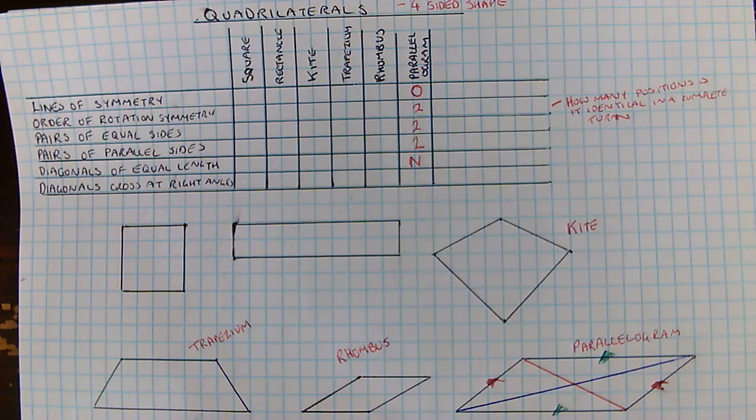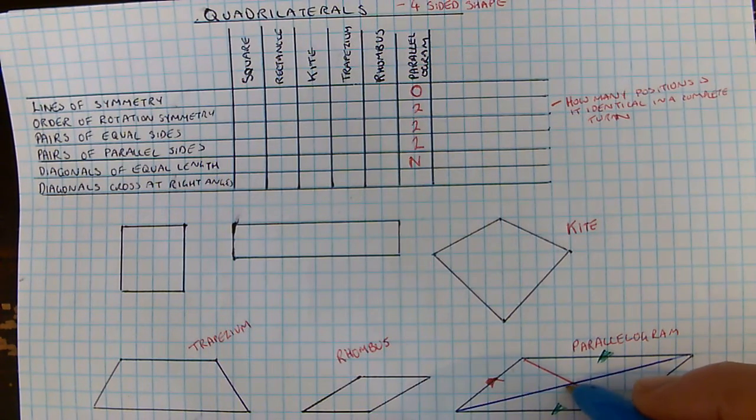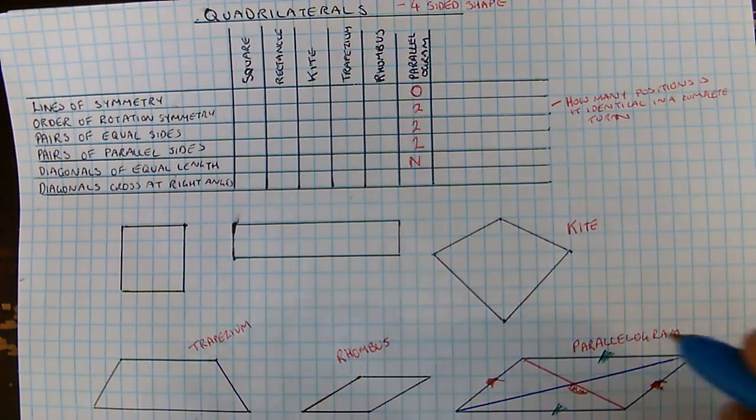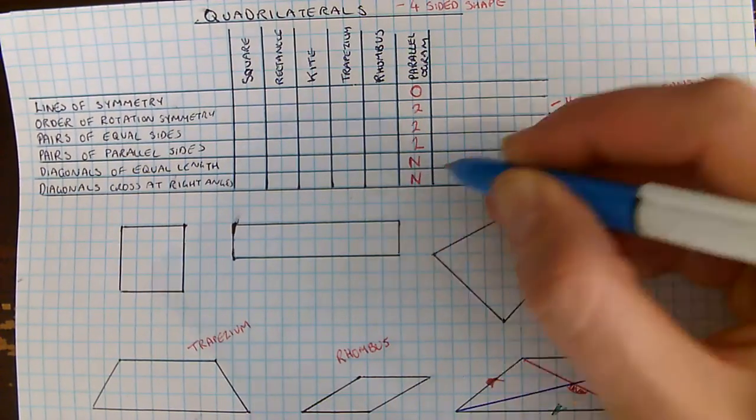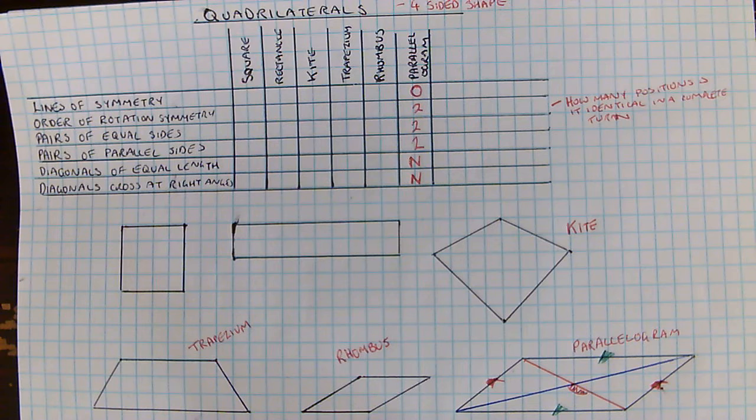Do the diagonals cross at right angles? Does that look like a right angle to us? No, it doesn't. So the diagonals do not cross at right angles. So those are the fundamental properties of a parallelogram. What I'd like you to do, please, is to try and write in for your table the fundamental properties of the other quadrilaterals.